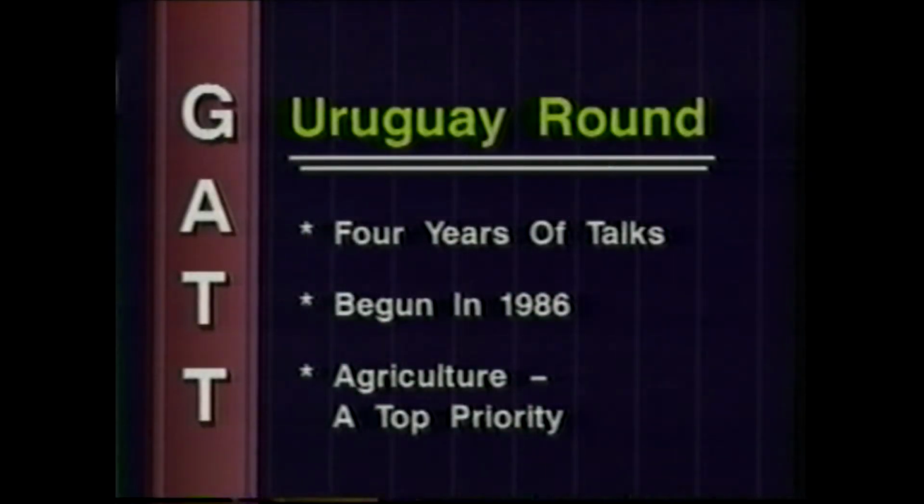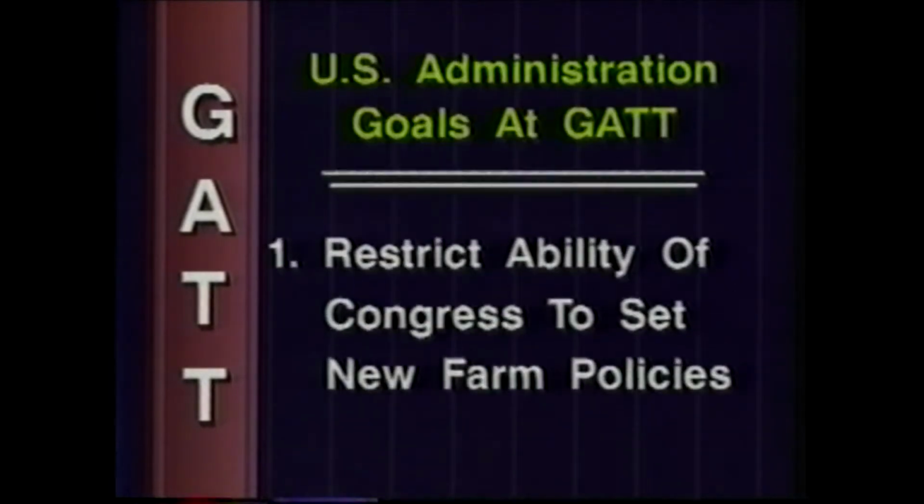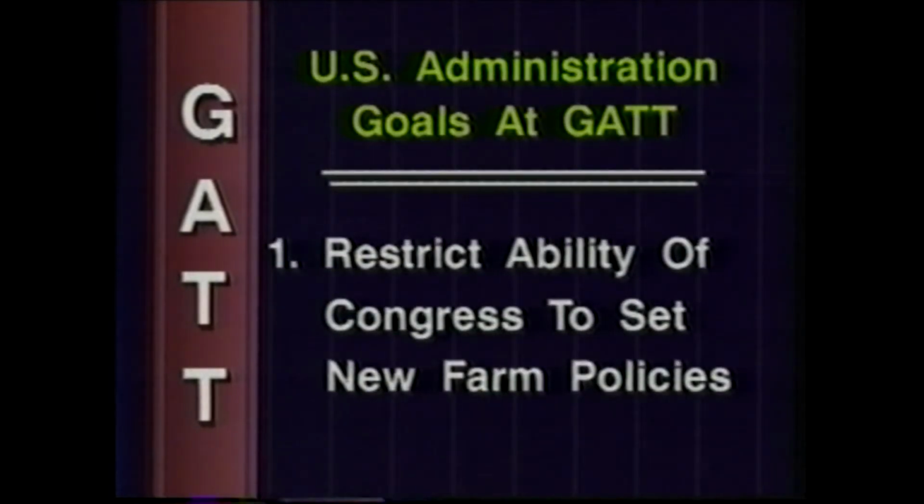In September of 1986, the Reagan administration initiated a new round of GATT talks, called the Uruguay Round. The chief U.S. agricultural negotiator at GATT, former Cargill Grain Company executive Daniel Amstutz, outlined the administration's goals for these talks. First, they wanted GATT to restrict the ability of Congress to set domestic farm policies.